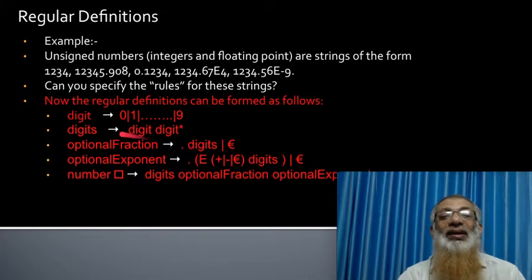What's digits? Digits is again a regular definition for this regular expression. Digit star, and digit ultimately is numerals from 0 to 9. Either digits or epsilon, because here 1, 2, 3, 4. A fractional number need not appear every time. We make a regular definition for both an integer and a floating point. So this can be even epsilon. Now this is optional.